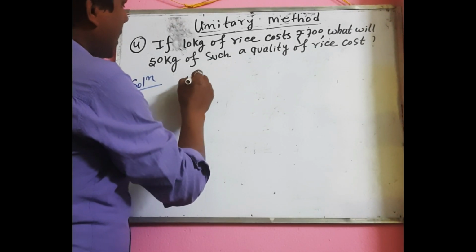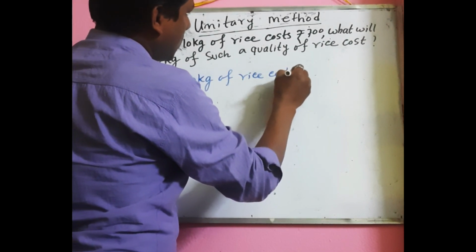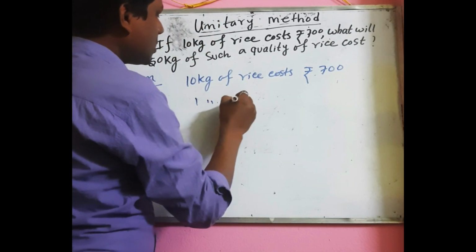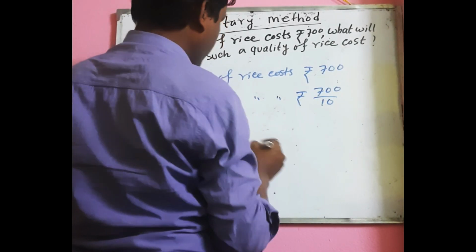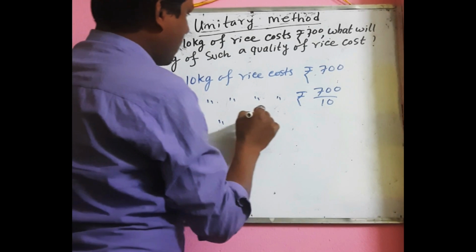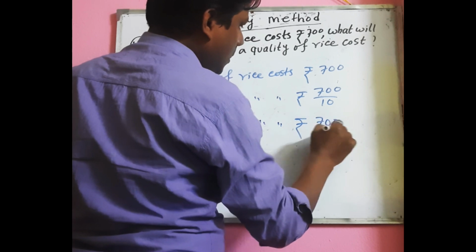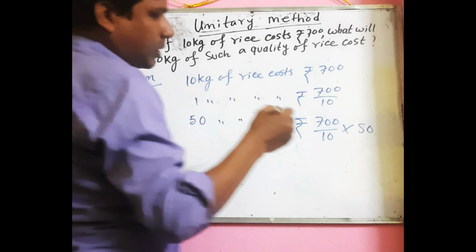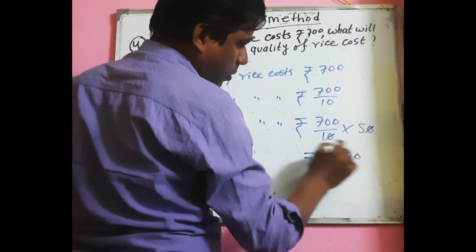the solution is: 10 kg of rice costs Rs 700, 1 kg of rice costs Rs 700 divided by 10, and now 50 kg of such rice cost will be this. So after calculating we get 3500.